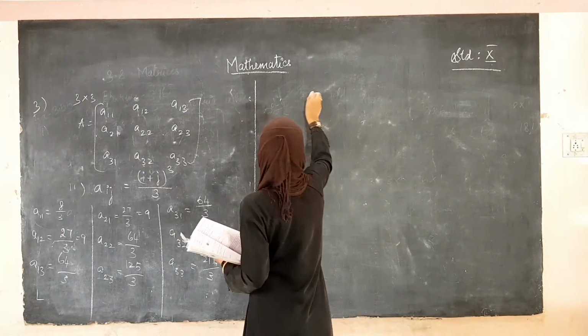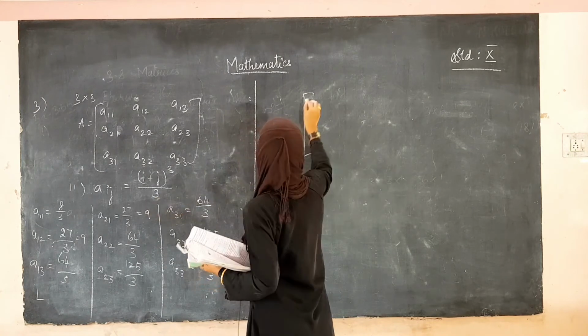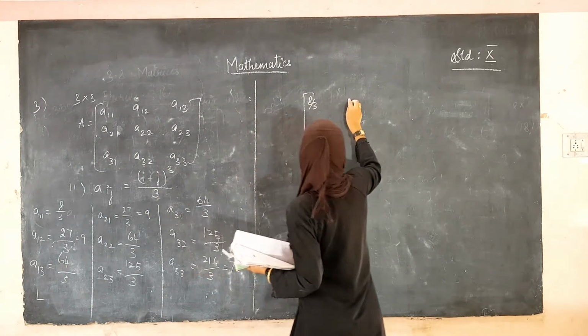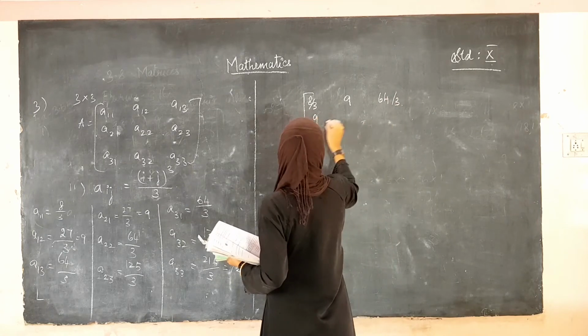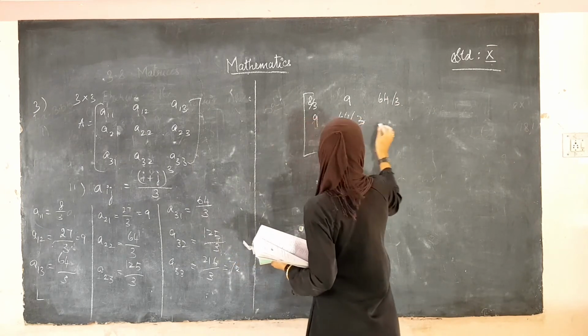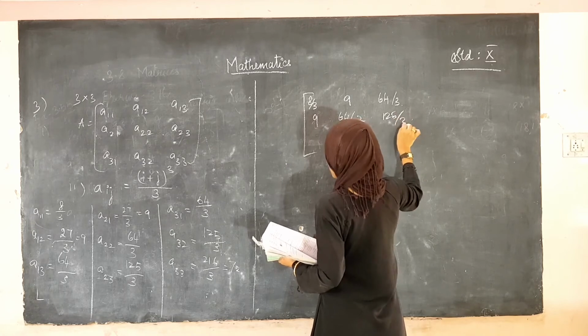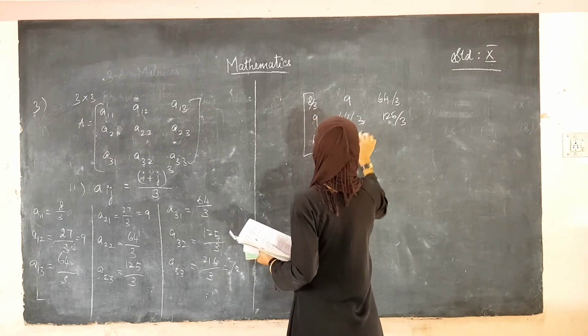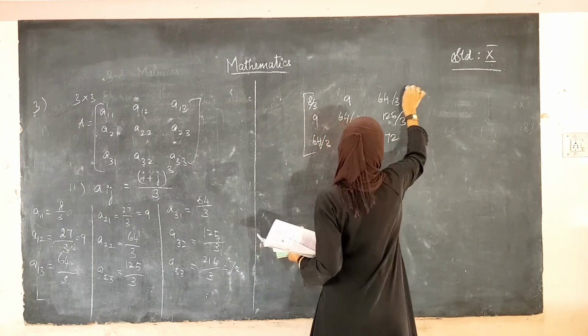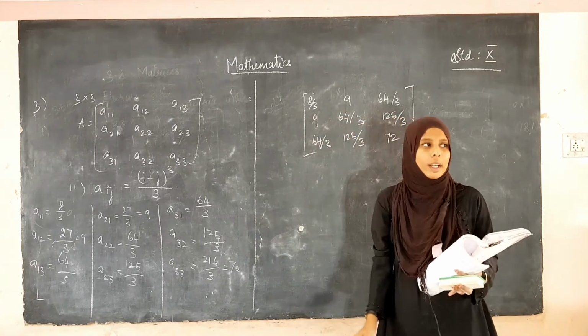What's the matrix? The value of A11 is 8 divided by 3, 9, 64 divided by 3, 9, 64 divided by 3, 125 divided by 3. Here 64 divided by 3, 125 divided by 3, and here it is 72. This is the required matrix.